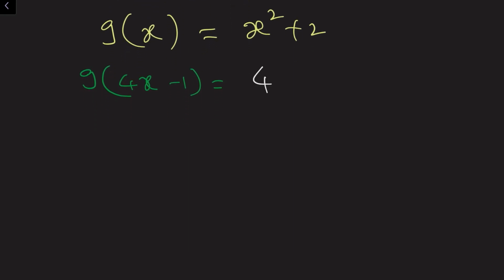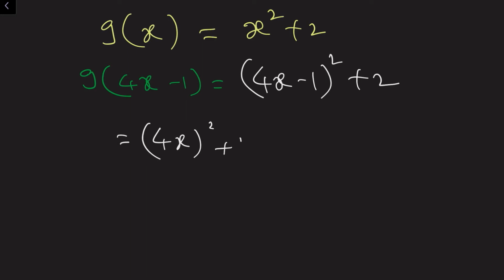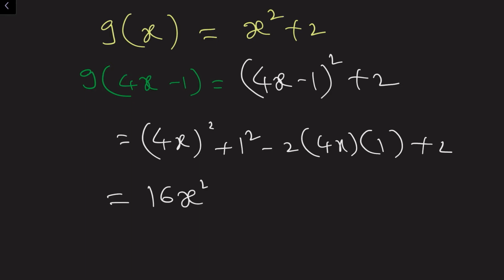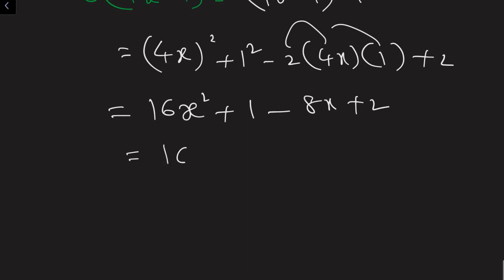So we get 4x minus 1 whole square plus 2. Here x is there, so in the place of x, I substituted 4x minus 1. Which is equal to 4x minus 1 whole square, which is in the form of a minus b whole square. If we expand, a square plus b square minus 2ab as usual, is equal to 4x whole square, that is 16x square, plus 1 square, 1, minus 2 into 4 into 1, that is 8x, plus 2, which is equal to 16x square minus 8x plus 1 plus 2, that is plus 3.